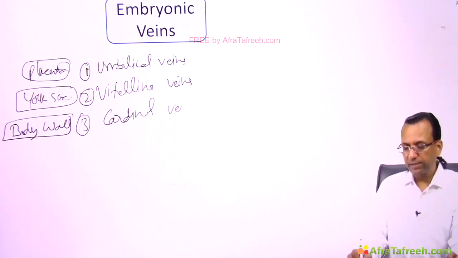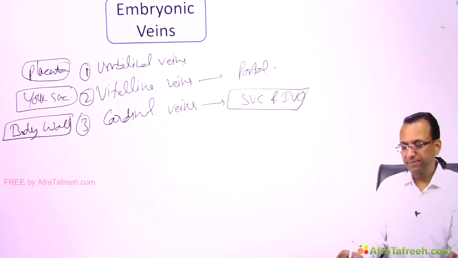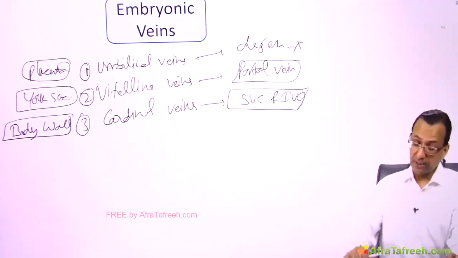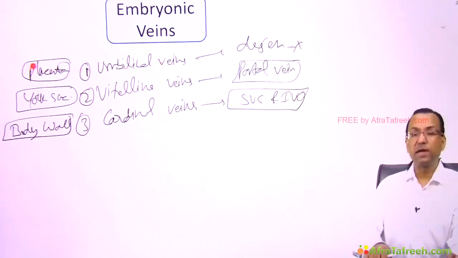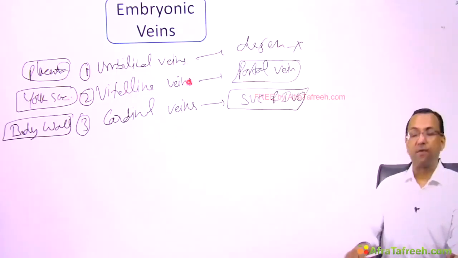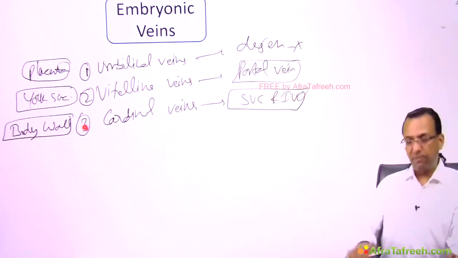So cardinal veins later form superior vena cava and inferior vena cava, but in the adults. Vitelline veins will form the portal vein in the adult. Umbilical veins degenerate. Placenta is drained by umbilical veins and they have no function in the adult, so they degenerate. In the fetus, yolk sac was drained by vitelline veins and later they will form the portal vein in the adult. And body wall drained by cardinal veins and later they become superior vena cava, inferior vena cava.